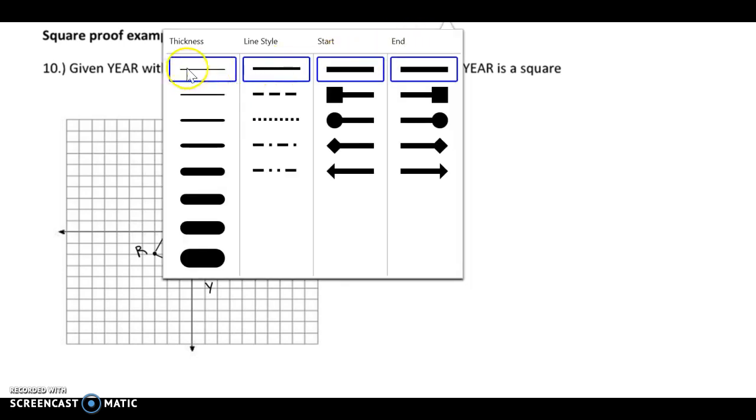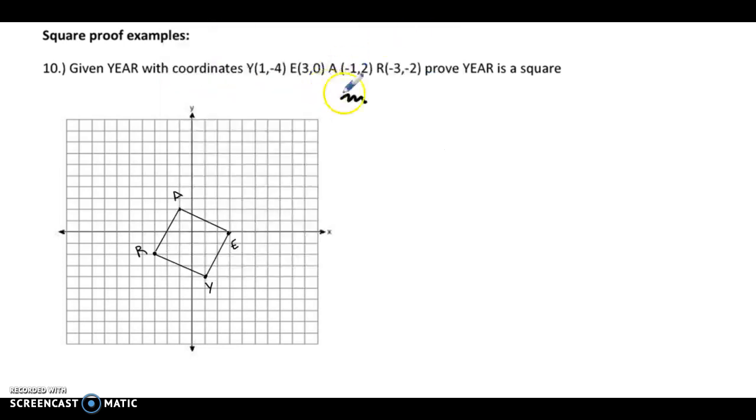So the slope of RA and the slope of YE should be the same. So I'm going to count those slopes first. 1, 2, 3, 4, 1, 2, up 4 over 2, up 4 over 2. You can reduce that if you want, but I'm just going to leave it. And I can say RA is parallel to YE, same slope.